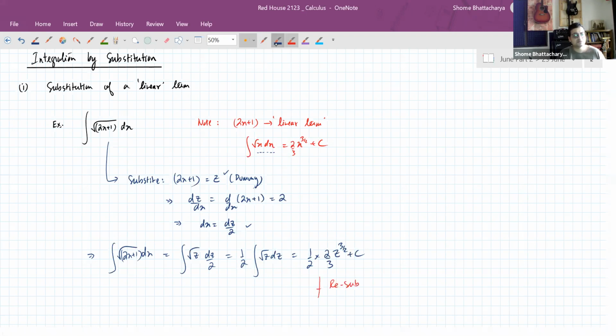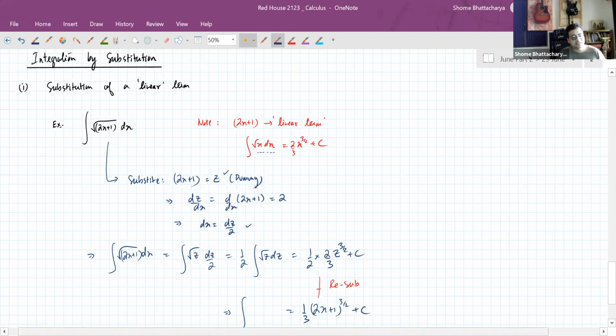So z is a dummy variable, so we have to remove it. So finally it becomes 1 by 3 times z, which is (2x plus 1) whole to the power 3 by 2 plus c. And you can always verify that if you differentiate this by chain rule, you'll get square root of 2x plus 1. So finally that becomes our answer.